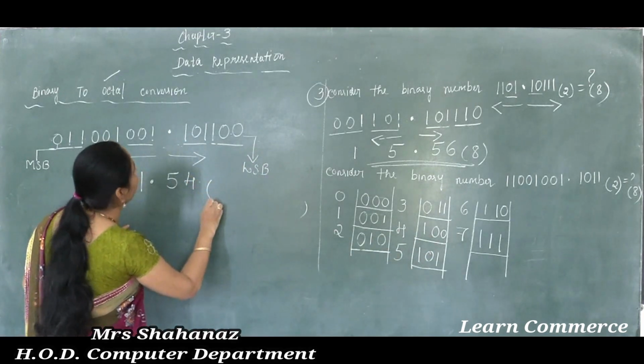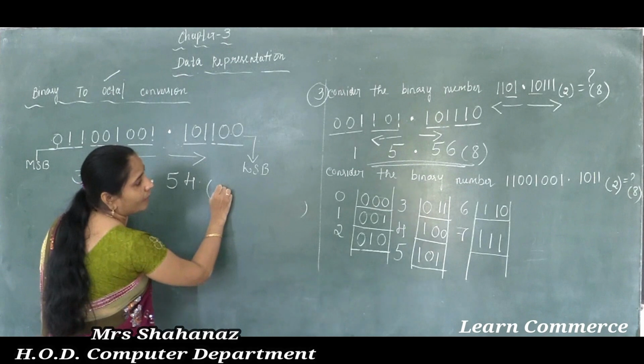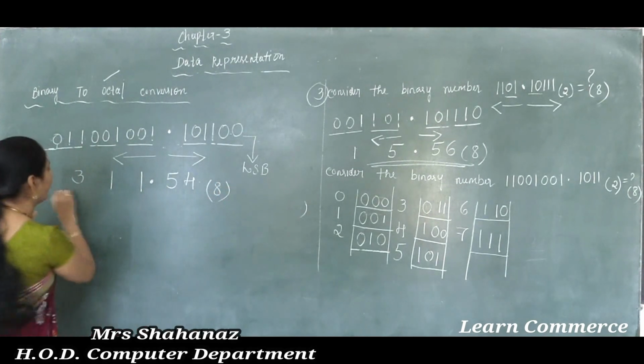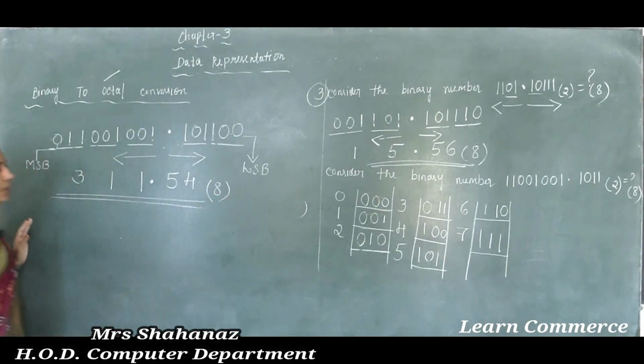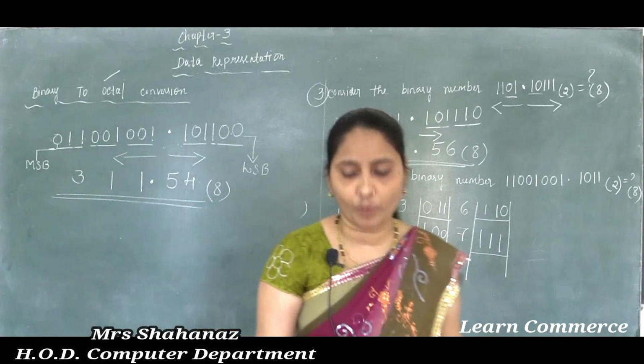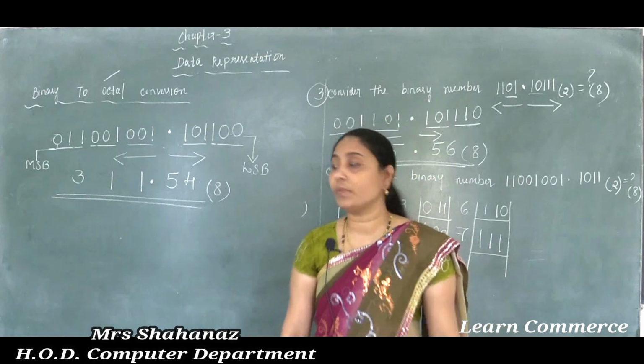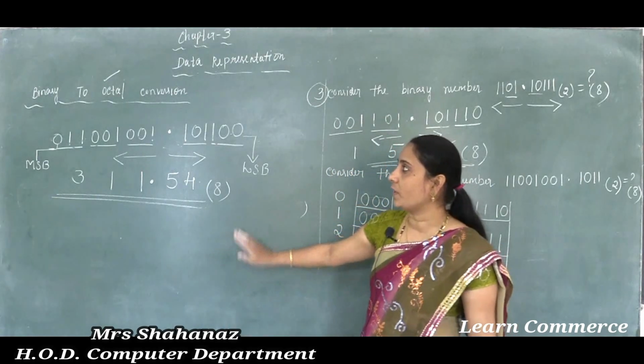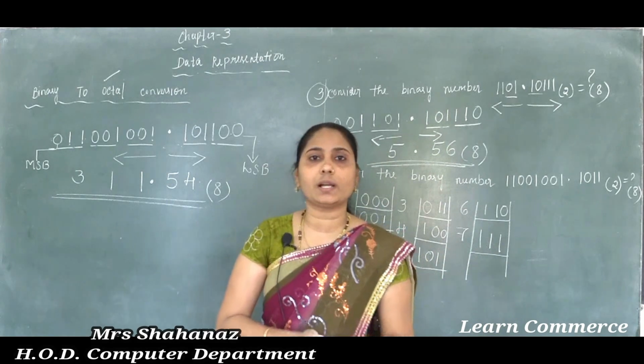So now we need to convert from binary to octal. So this is the answer. The answer is 311.54. So clear this one here, 311.54. That means here now we completed the conversion from binary to octal.